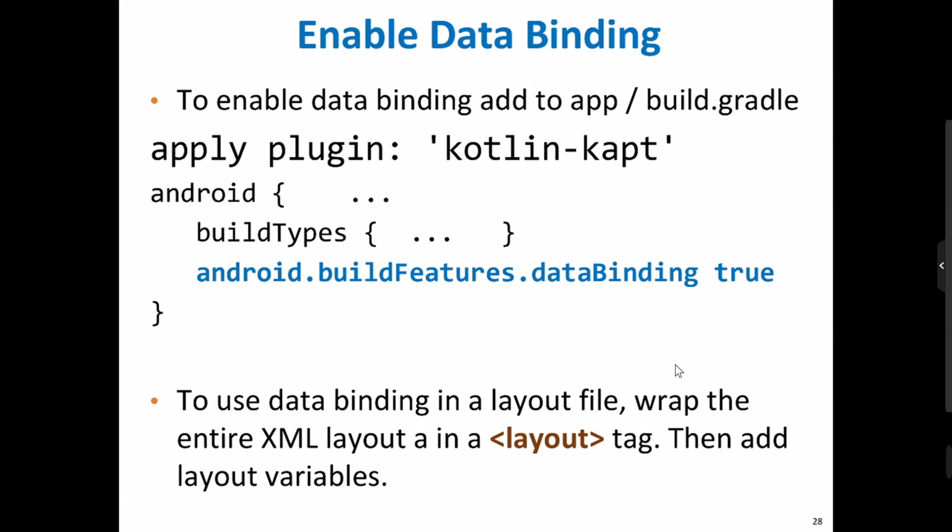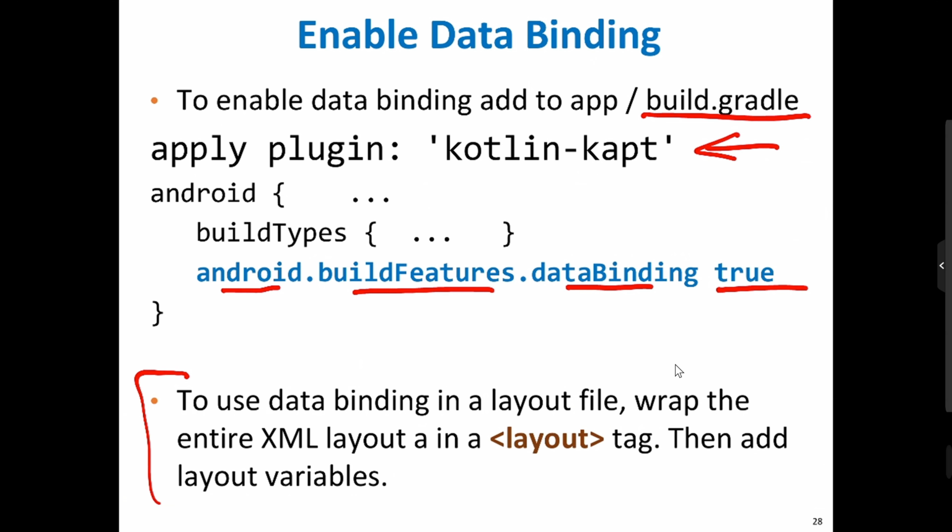To be able to do this, you need to do a couple of things. First, you go to your build.gradle, apply this plugin, and enable data binding. So you write android buildFeatures dataBinding true. The other thing you need to do is go to your layouts. You remember your XML layout that defines the UI, and you need to put it inside the layout tag.